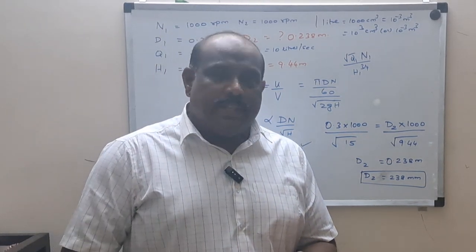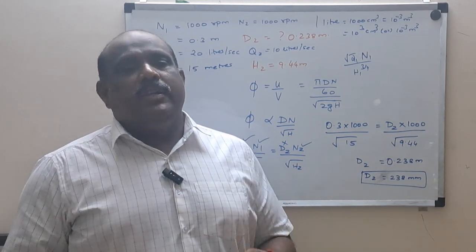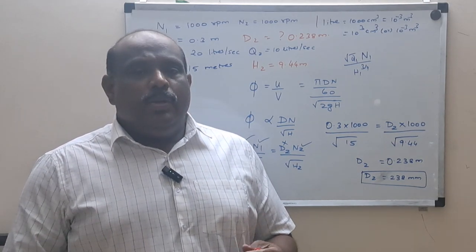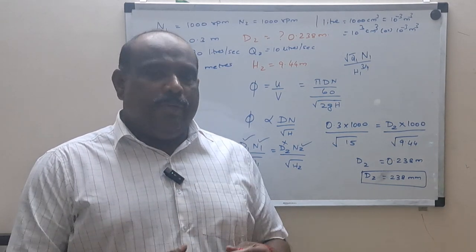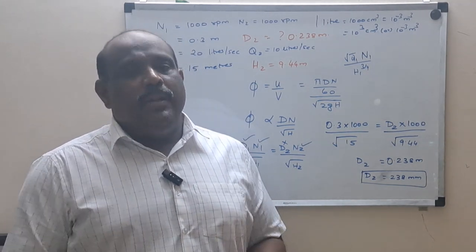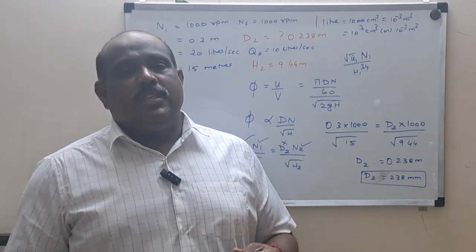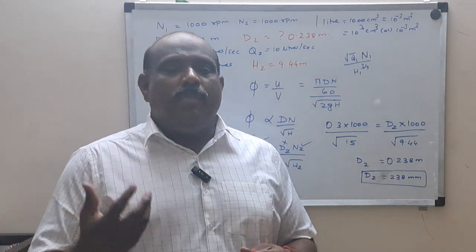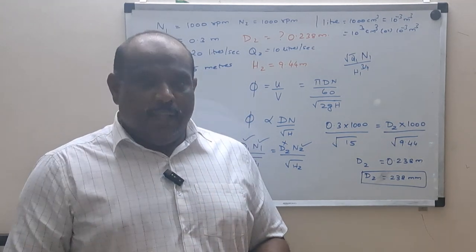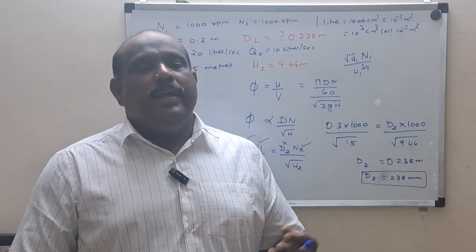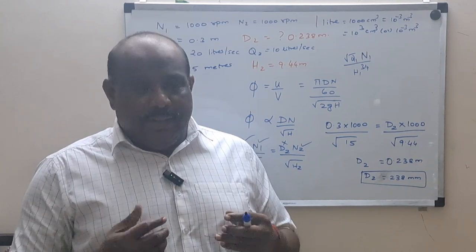So I will repeat the problem once again. We have made use of the similarity analysis. We have arrived at some non-dimensional numbers and tried to equate them to get the unknown variables. In this particular problem, they are given N1, N2, Q1, Q2, H1 and D1. They are asking for H2 and D2. First we try to derive the formula for the specific speed, which is not required in this problem. If you know the formula directly, you can substitute here for pumps 1 and 2. The only unknown is H2, which comes out to be 9.44 meters.